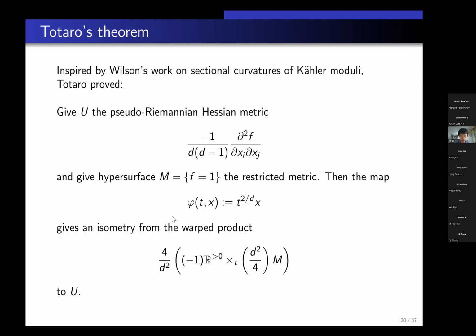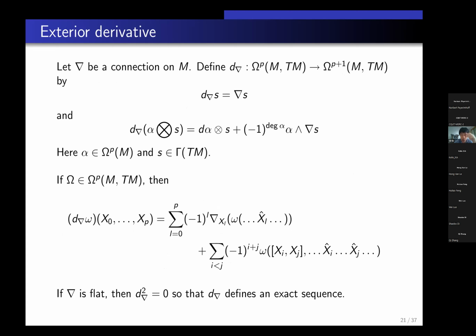Then that gives a tree, right? From WAP to this domain U. So next I will talk about a special kind of Hessian manifold. It's called a special Kahler manifold.